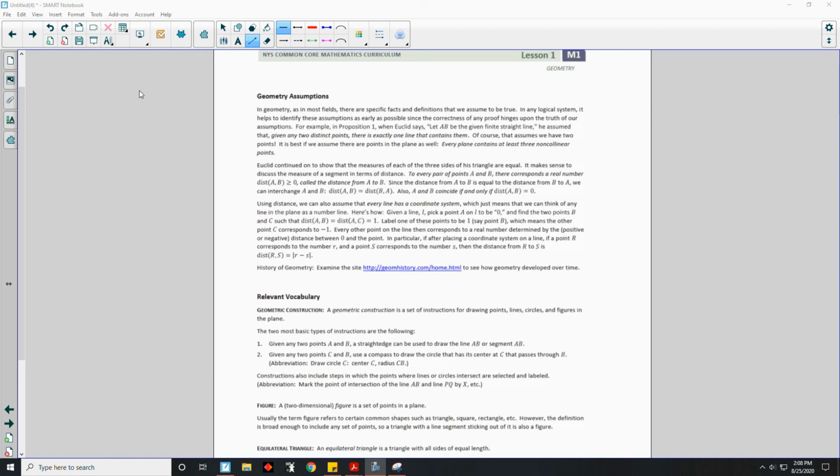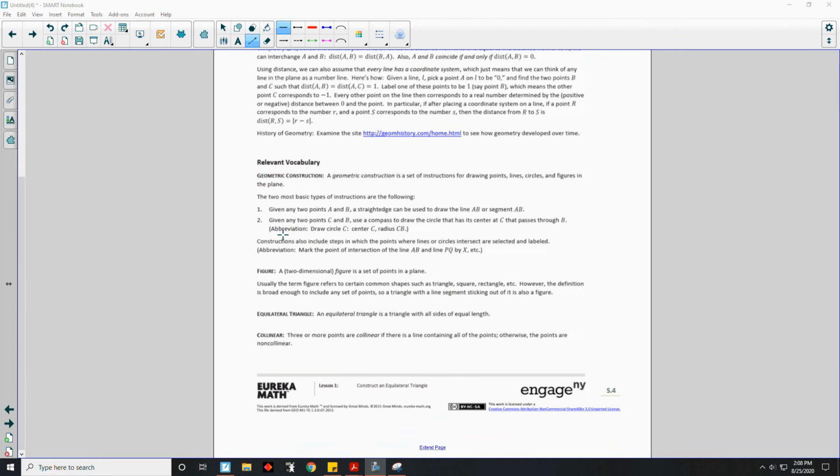History of geometry. Examine the site at geomhistory.com home HTML to see how geometry developed over time. Okay, relevant vocabulary.